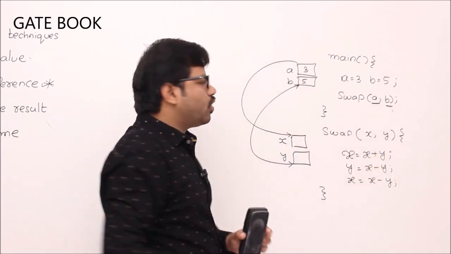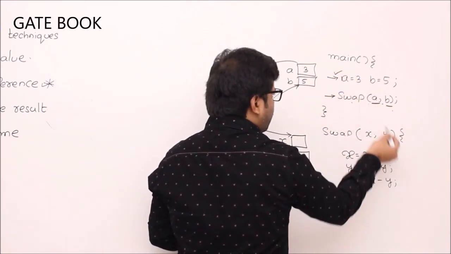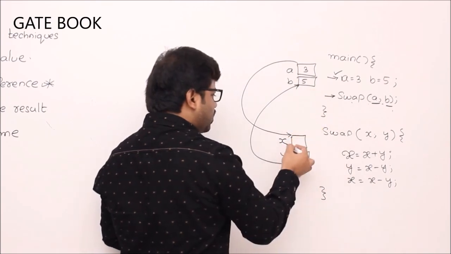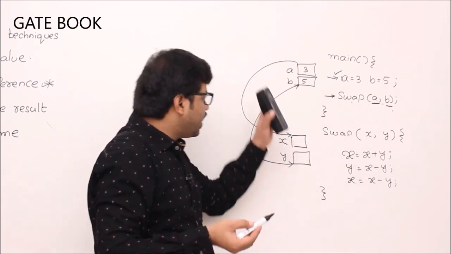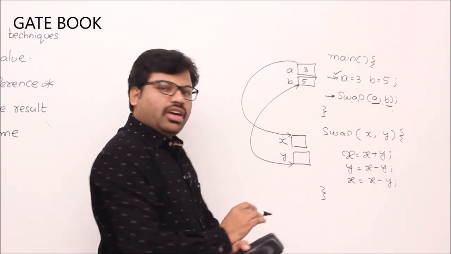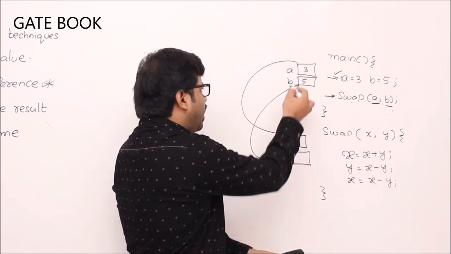Now let's execute the code. So first line is over. Second line, swap a comma b. Then we are passing a value to x, b value to y. That means what we are passing doesn't matter, like we are passing actually references, right? So that's why what I remember is here, x knows the address of a, y knows the address of b.